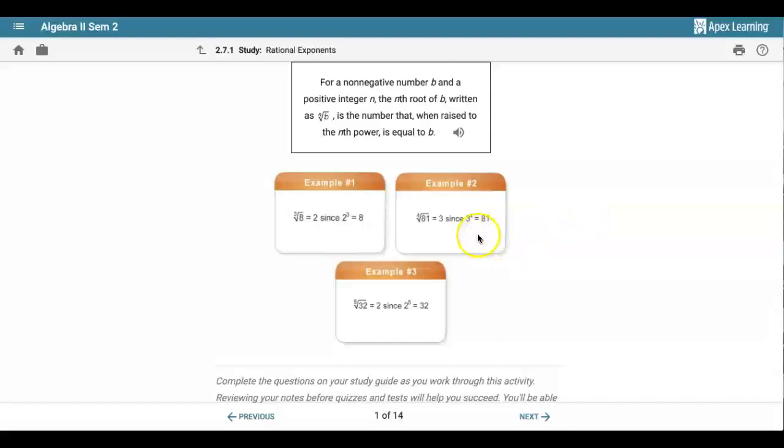Same thing if we look at example 2. This is the fourth root of 81. The fourth root of 81 equals 3 because 3 raised to the power of 4 equals 81. And if I take this entire thing and raise it to the power of 4, I get just my radicand again. The fourth root and the power of 4 undo each other. Finally, the same thing here. The fifth root of 32 equals 2 because 2 raised to the fifth gives me 32. And if I raised this entire thing to the power of 5, it would cancel out and I'd be left with just 32.